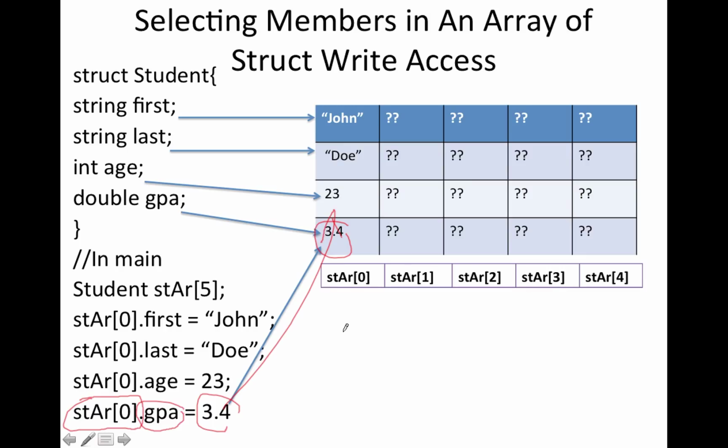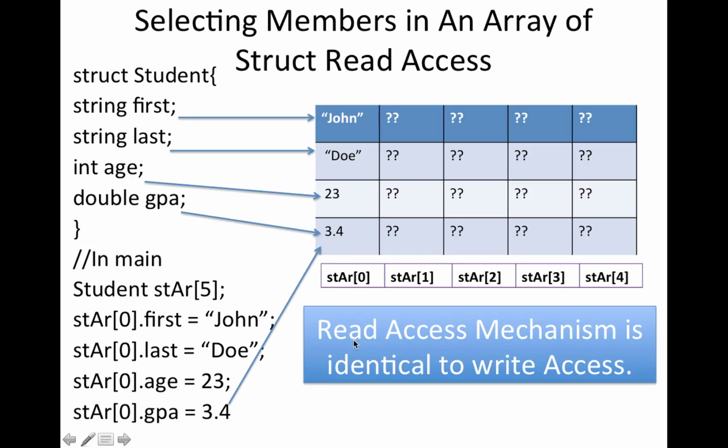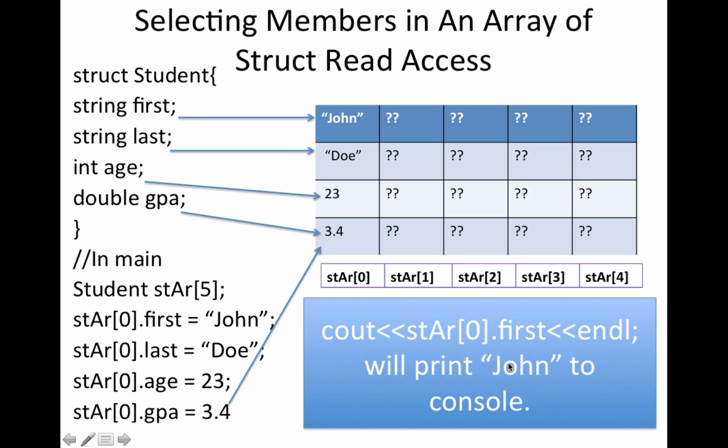Read access is just like the same. Read access mechanism is identical to write access. If I want to print cout arrow arrow str0 dot first, then I'm accessing John and it'll just print John to the console. Okay.